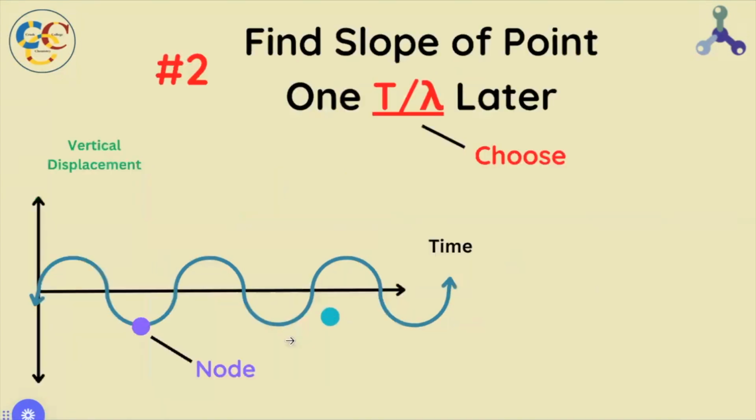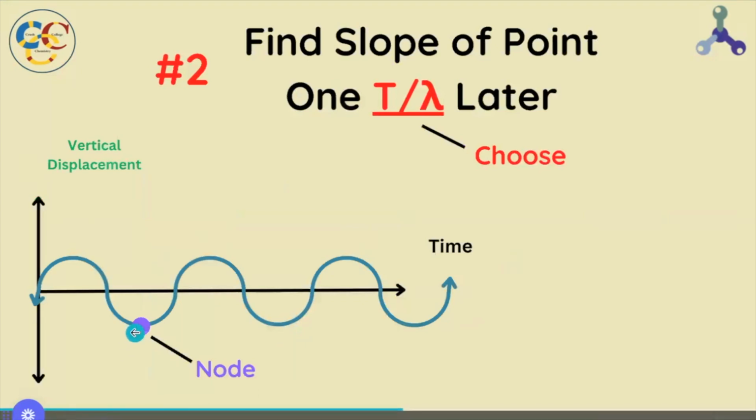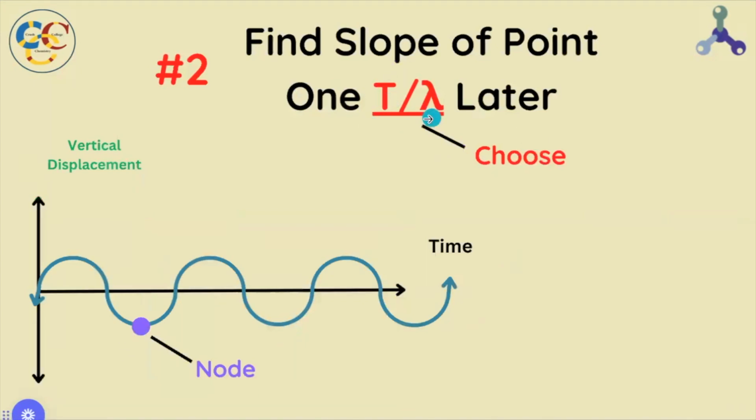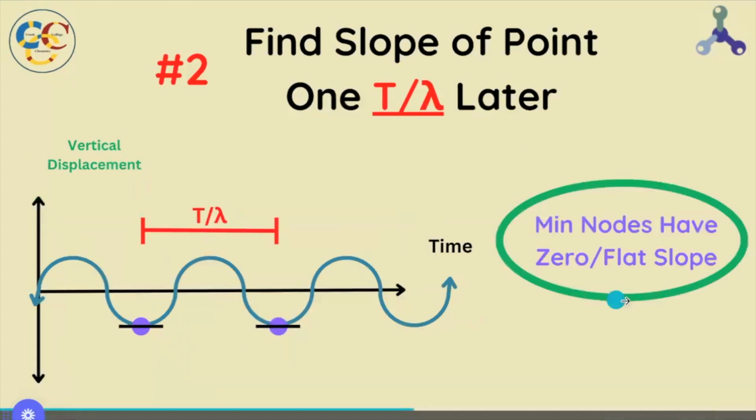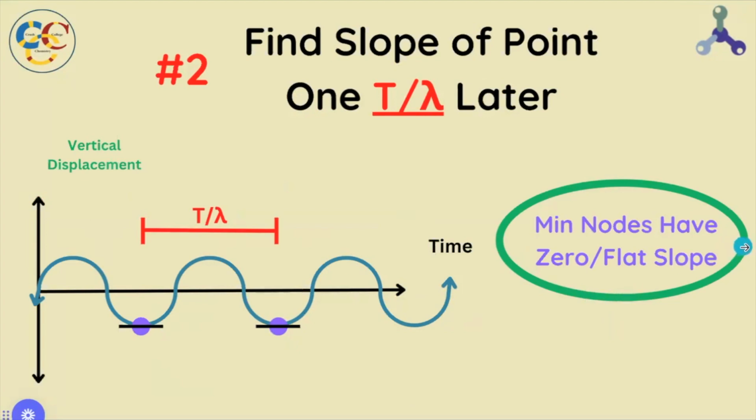Question 2. Find the slope of the point in the graph, which is exactly one cycle later from this node point, and choose which type of cycle it is. Pause the video and try it out on your own. First, we want to map out a full cycle later. They must have the same slope as each other, specifically 0, because they are minimum node points.